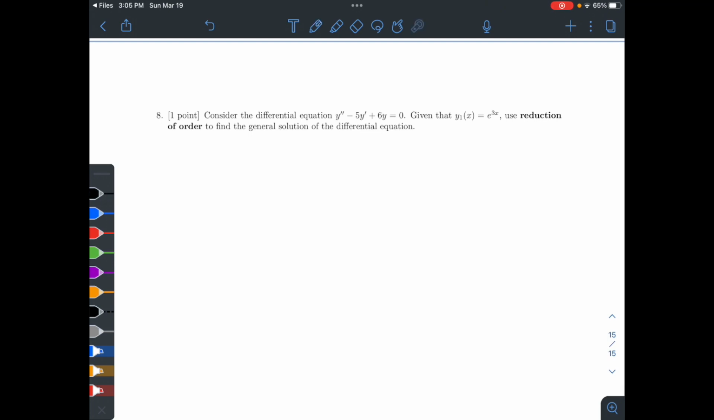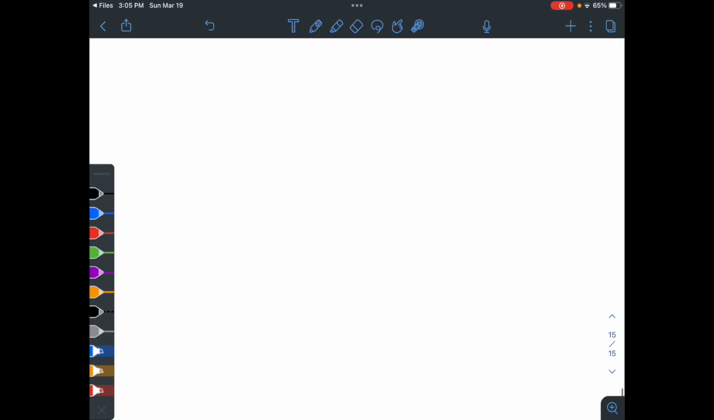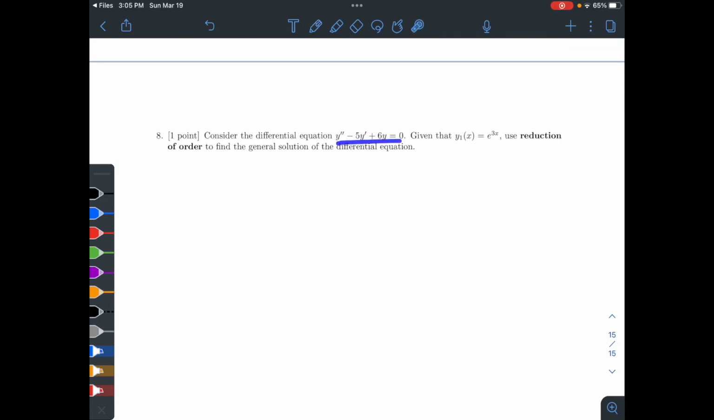And then this one's just another reduction of order problem. It's another one where you would be able to do it just by factoring this one out. But there are problems where y1 is equal to something like x squared, and then you use reduction of order to find the other one, where you wouldn't be able to do the whole factoring trick.